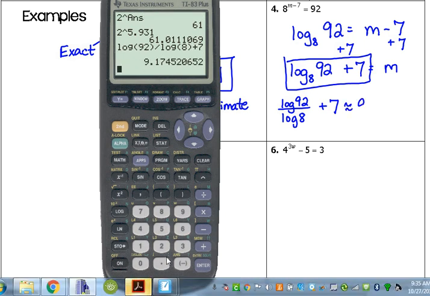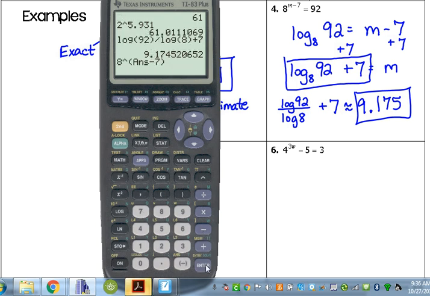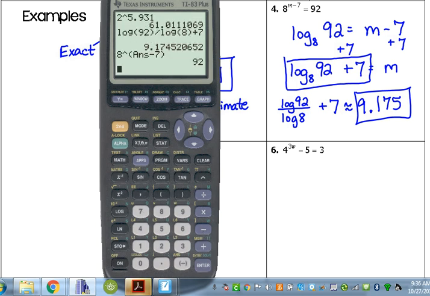We get approximately 9.175. So there's our approximate answer. After I get that, I'm going to plug it back in. 8 raised to the parentheses, because there's more than just the variable in the exponent. The answer minus 7, and it gives us exactly 92.